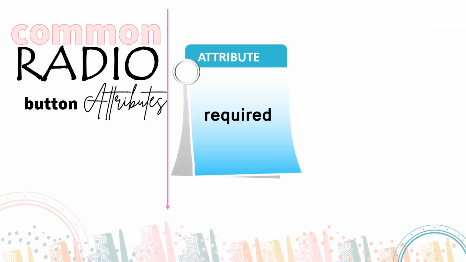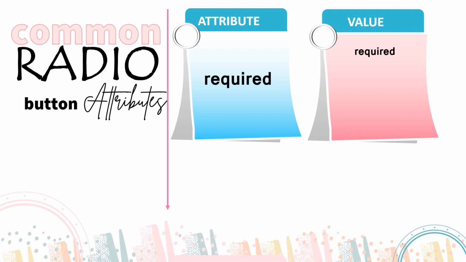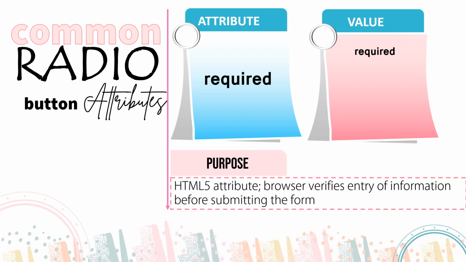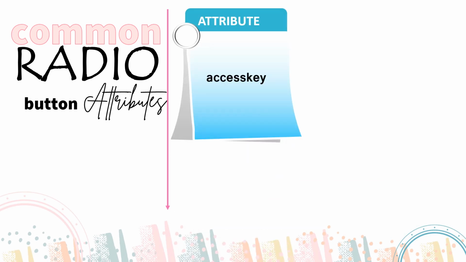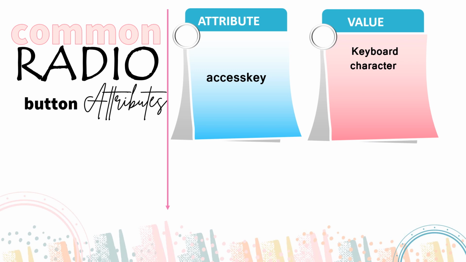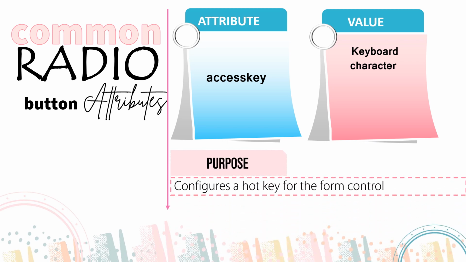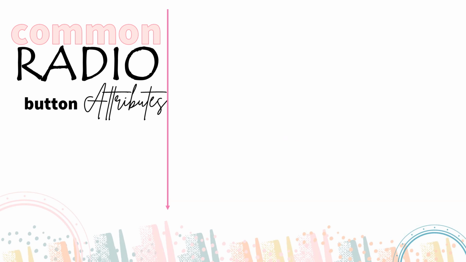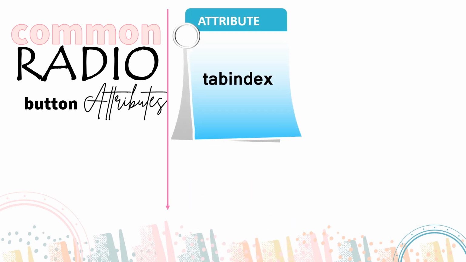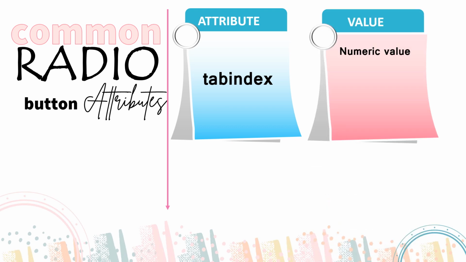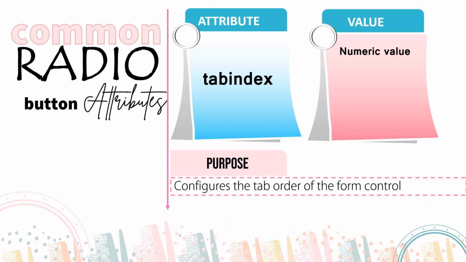Required attribute, the value: required. The purpose: an HTML5 attribute, the browser verifies entry of information before submitting the form. The accesskey attribute, its value is a keyboard character. The purpose: it configures a hotkey for the form control. The tabindex, the value is a numeric value. The purpose: it configures the tab order of the form control.